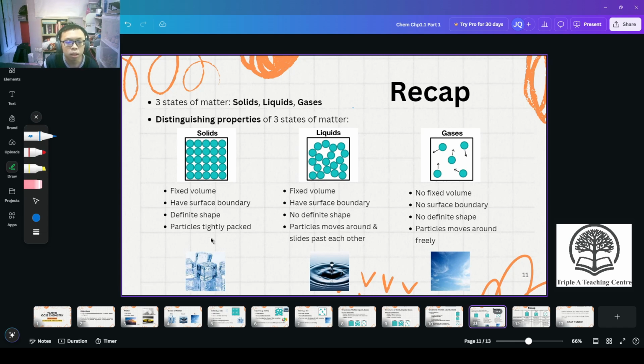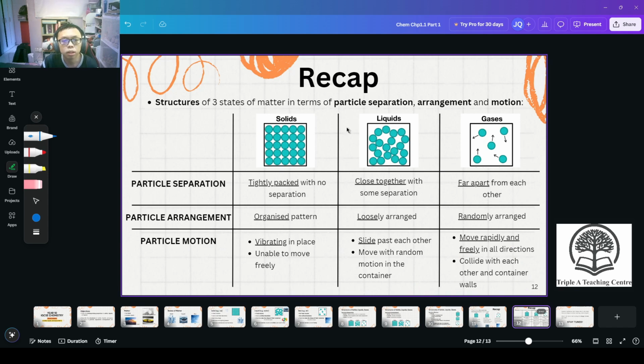For solids, the particles are tightly packed. For liquids, the particles move around and slide past each other. For gases, the particles move around freely. In terms of the structures of solid, liquid and gas, in terms of particle separation, arrangement, and motion, I also put it in table form. So this is the summary. Okay, I summarized the notes just now into a simple table, so you can read it yourself, right?